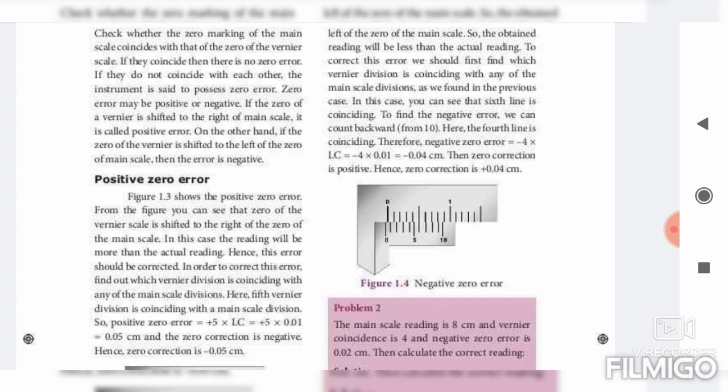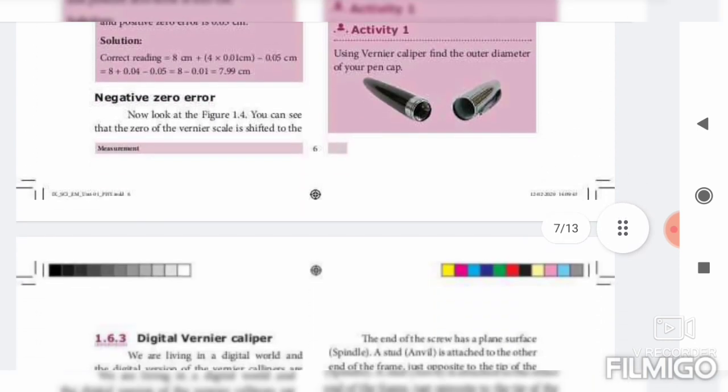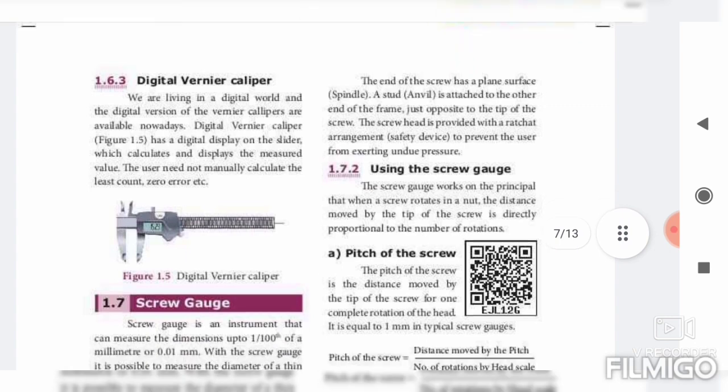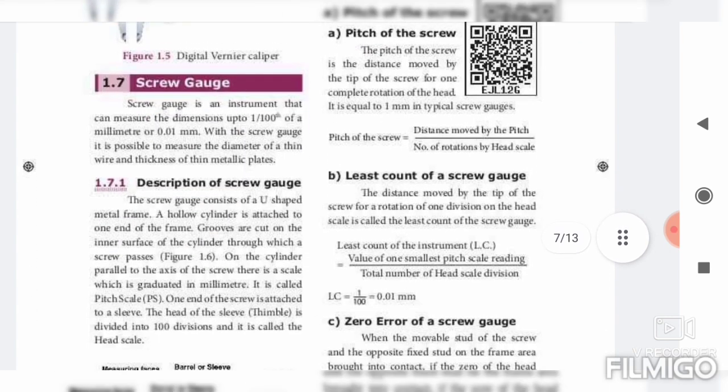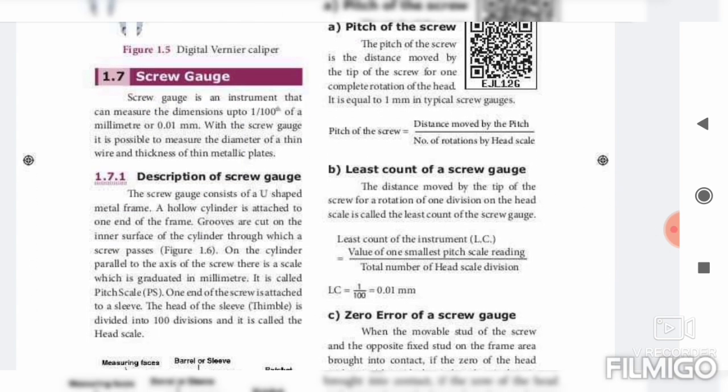Okay, the next measuring instrument we can learn is the screw gauge. What is the least count of the screw gauge? 0.01 millimeter. We can write this in centimeter also: 0.001 centimeter. Then how will we find the pitch of the screw?